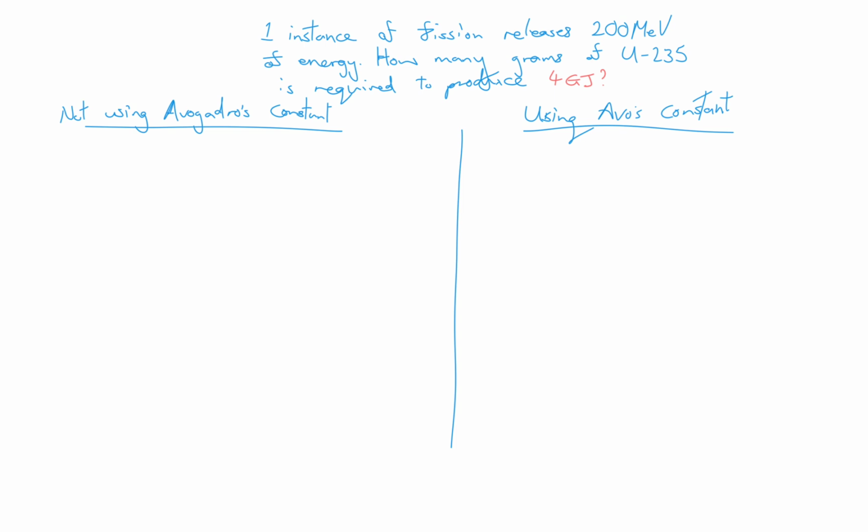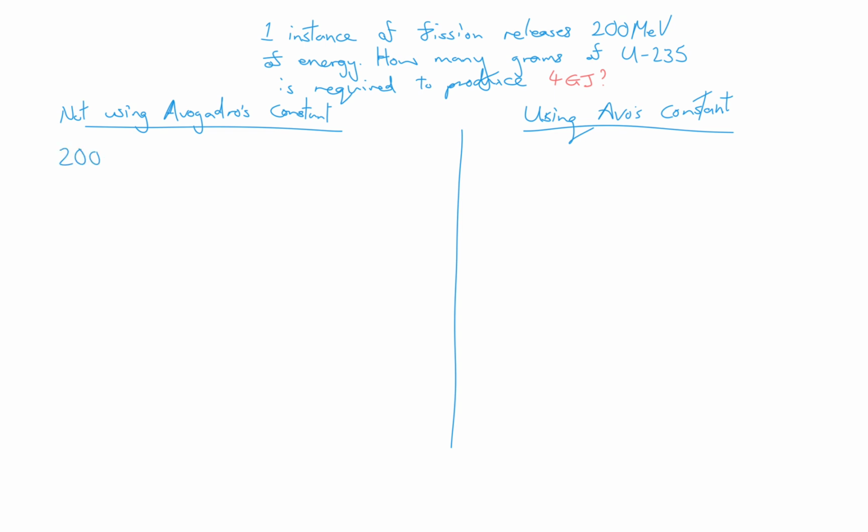If one instance of fission releases 200 mega electron volts of energy, then how many grams of uranium-235 is required to produce 4 gigajoules? I want to go through this first on the left without using Avogadro's constant, and then again on the right, using a slightly different method with Avogadro's constant. So let's get started then. The first problem here is that we are not in the same units. So we're going to try and normalize that.